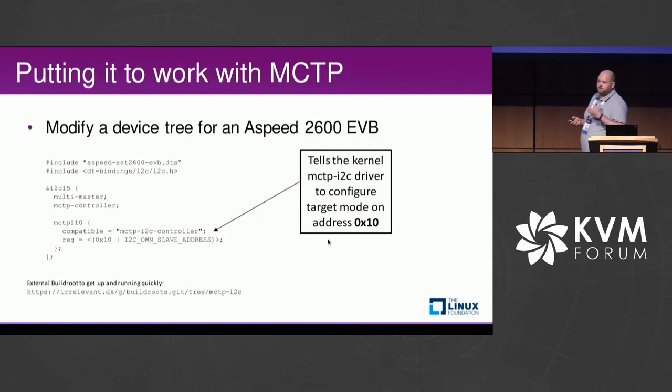So to get all this up and running and try it out, the framework in the kernel that handles MCTP needs to be aware that there is an MCTP controller available. In this case, you can modify the device tree and tell it that we support multi-master, there's an MCTP controller on this bus, and that at this specific I2C address there is an I2C controller that supports slave mode, and we want the slave mode to be set up at this address.